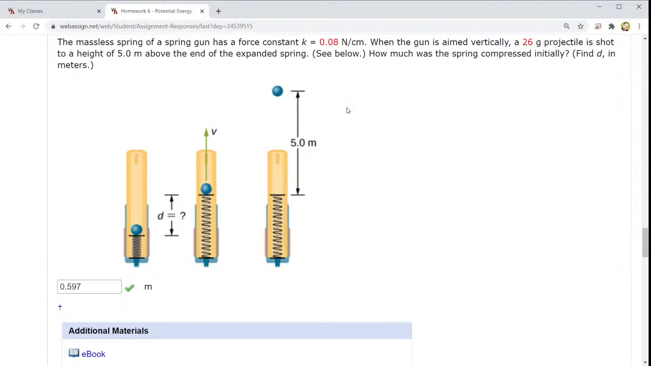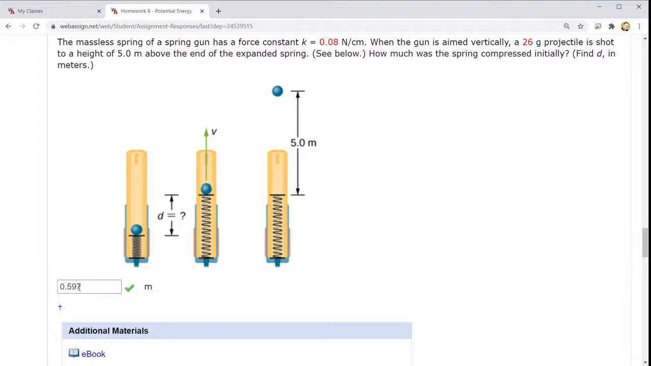And we're given some parameters of the system here. The spring constant, 0.08 newtons per centimeter. We'll want to convert that to newtons per meter, so we have SI units. The projectile's mass, we'll want to convert that to kilograms. And the maximum height the projectile achieves above the extended spring, so above the point where it launches from, not the point where it's compressed to. The goal is to find D, the distance the spring was compressed.